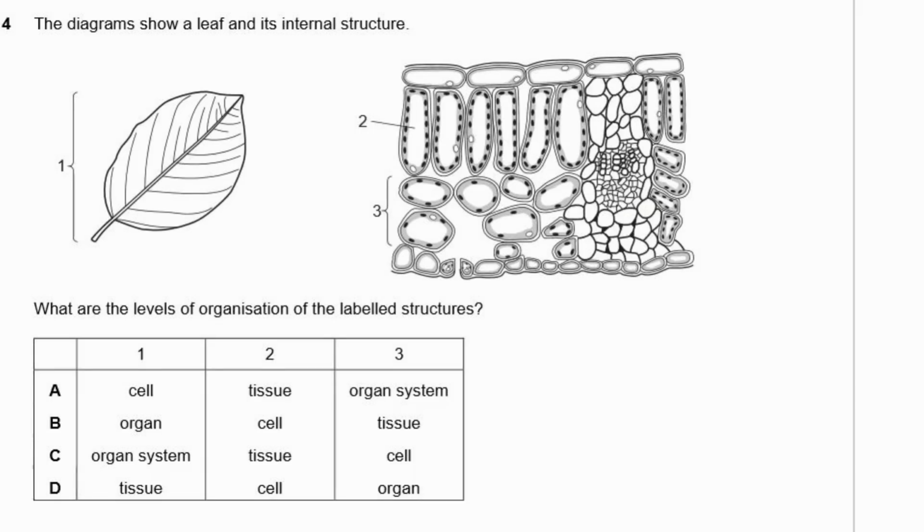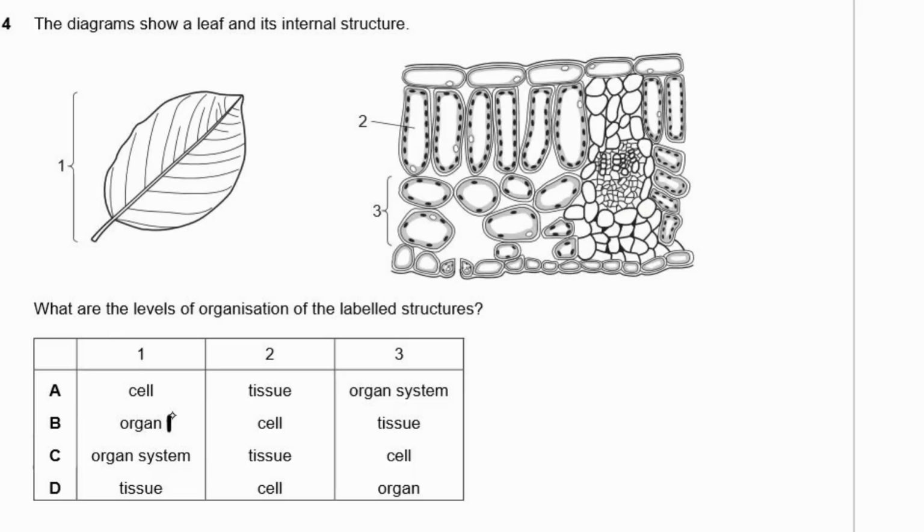Question 4. The diagrams show a leaf and its internal structure. What are the levels of organization of the labeled structures? Okay, sometimes it's easier to think of the levels of organization in terms of the human body rather than plants. So if we say a leaf, well, that is equivalent to, say, the heart. And the heart is an organ. So it's probably the answer is B.